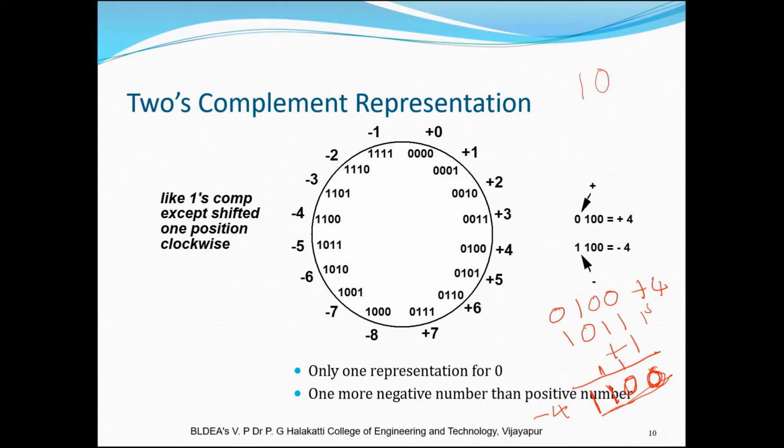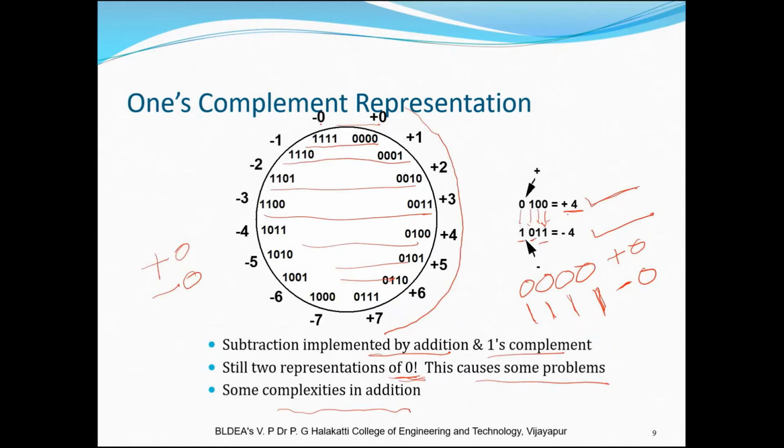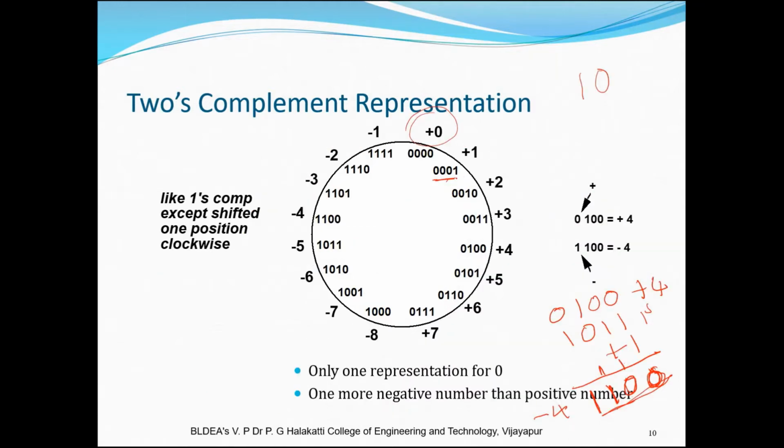Okay, so it is like 1's complement, except shifted one position clockwise. You can see it is the same except it is shifted one clock position. So in 2's complement representation, there are no two zeros. There is only one positive 0. There is no negative 0. Previously it was positive 0 and negative 0, but here it is only positive 0.